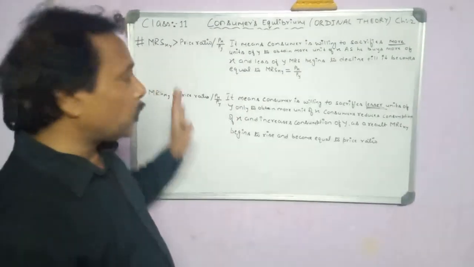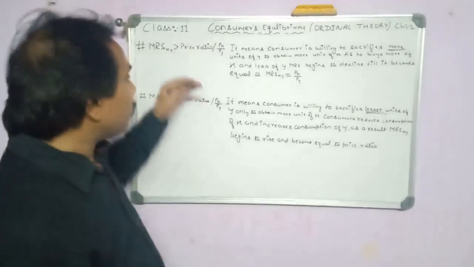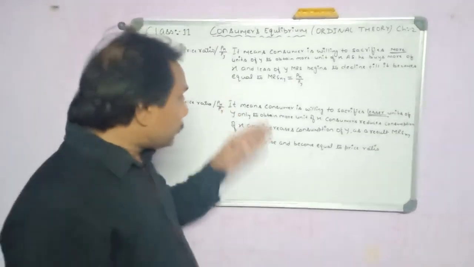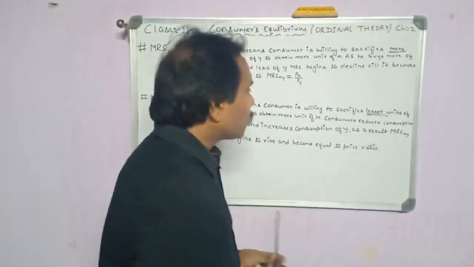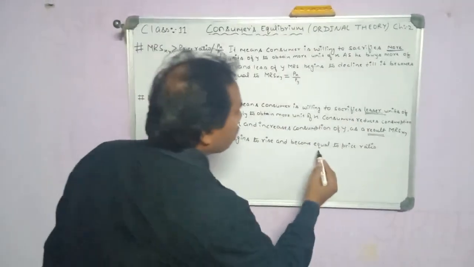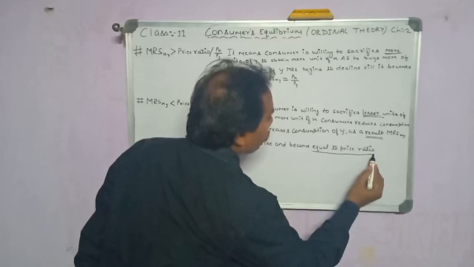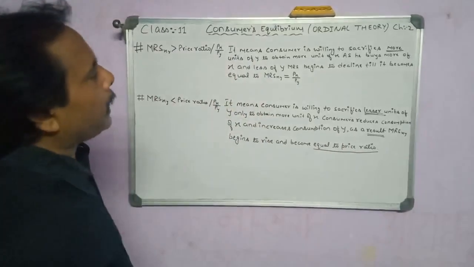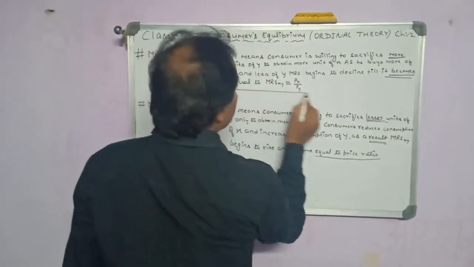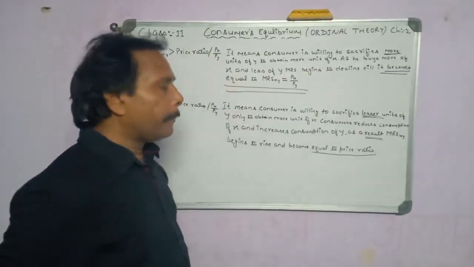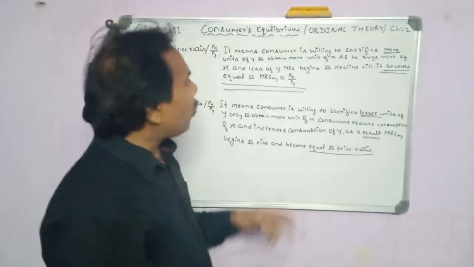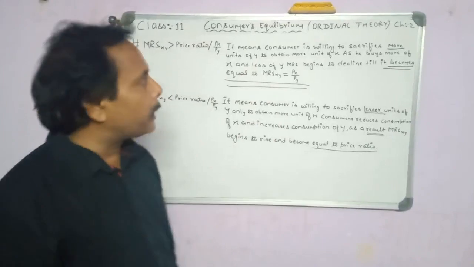So if the consumer is not in equilibrium, these situations may arise, and if this process continues, MRS becomes equal to the price ratio and the consumer will be in equilibrium. In this way, I have completed all the topics of consumer equilibrium.